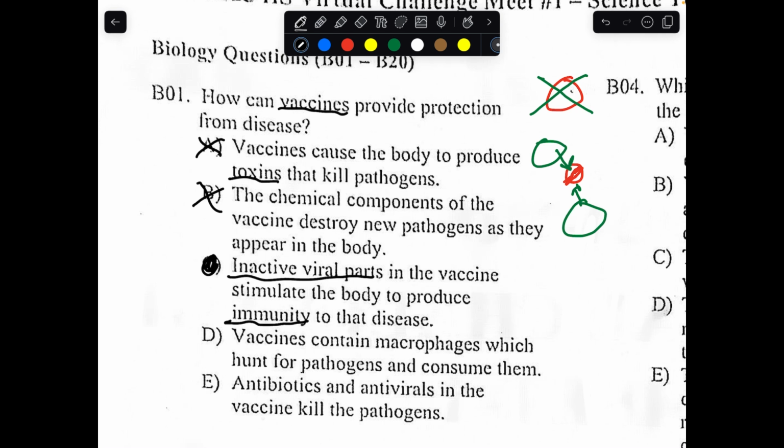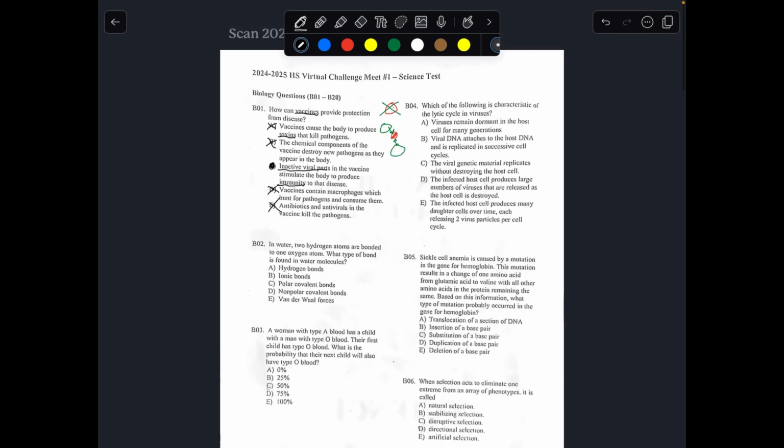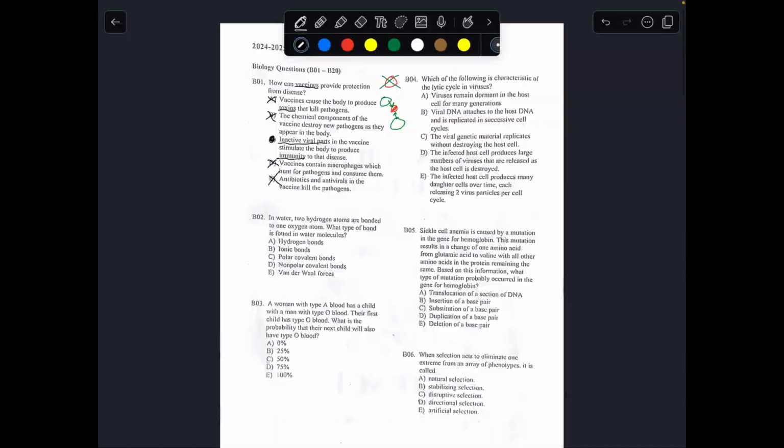Let's look at D and E. Vaccines contain macrophages, which hunt for pathogens. Nope, like I said before, they contain dead virus. And antibiotics and antivirals in the vaccine kill the pathogens. No, that's also not right. So the answer to number 1 is going to be letter C.